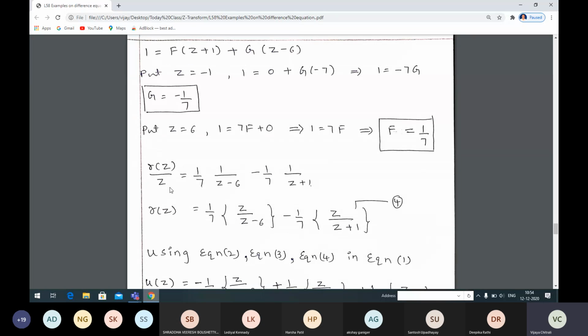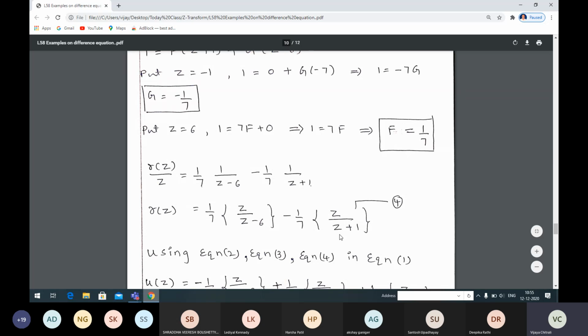Now R of Z divided by Z is 1 by 7, 1 divided by Z minus 6 minus 1 by 7, 1 divided by Z plus 1. So we want R of Z. So take this Z from LHS to RHS. So multiply Z with both the terms. So R of Z is equal to 1 by 7, Z divided by Z minus 6 minus 1 by 7, Z divided by Z plus 1. Take this as equation 4.